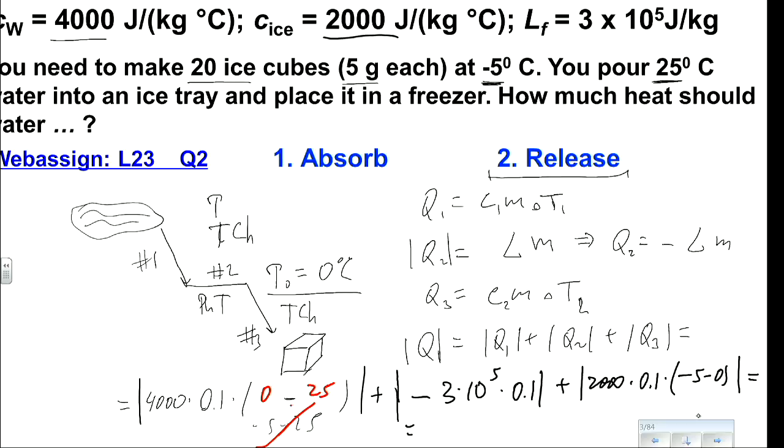Any questions? Yes? How do we know that Q2 is negative? Exactly. That's the rule. And what do we do to rules? We follow them. That's it.